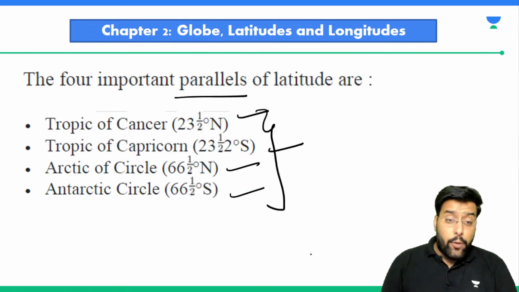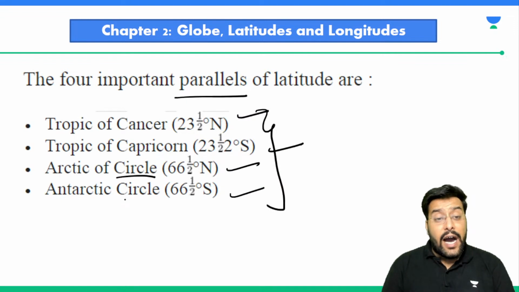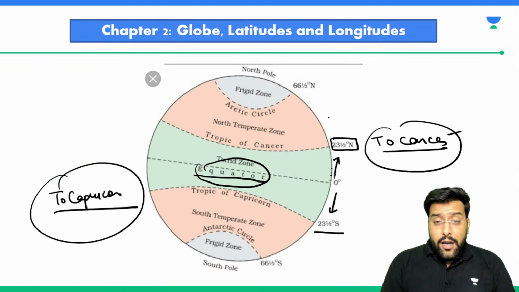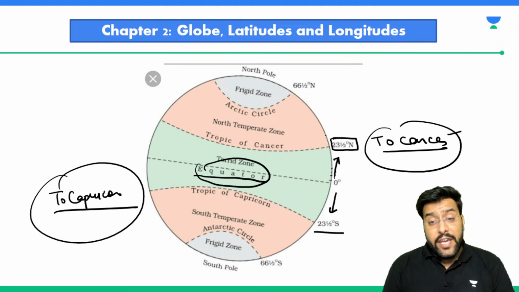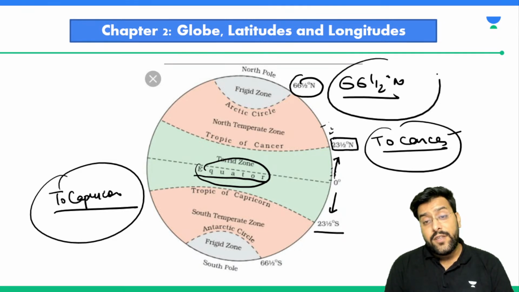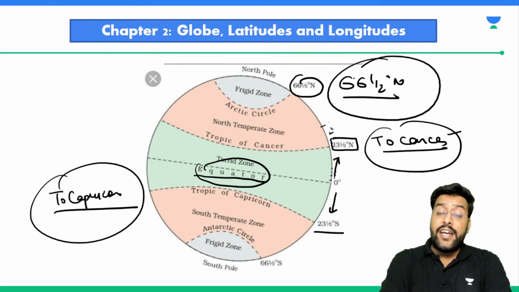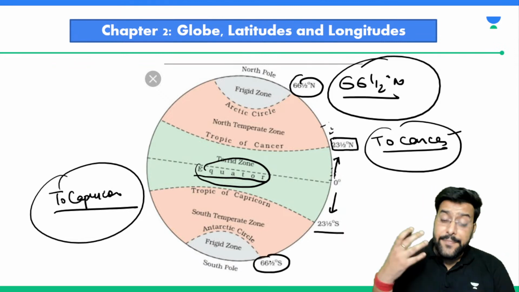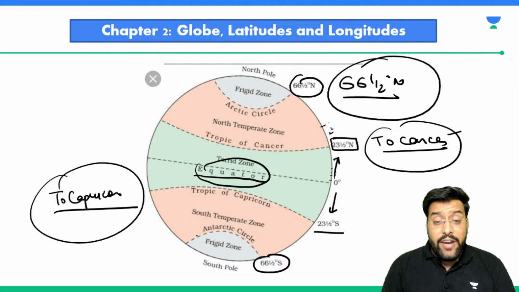After Tropic of Cancer and Tropic of Capricorn, we move further and see Arctic Circle and Antarctic Circle. Moving ahead of Tropic of Cancer in the north, you have 23.5, then 24, 25, 26. Ultimately, you reach 66.5 degree north. This is another important latitude in our northern hemisphere. It is known as Arctic Circle.